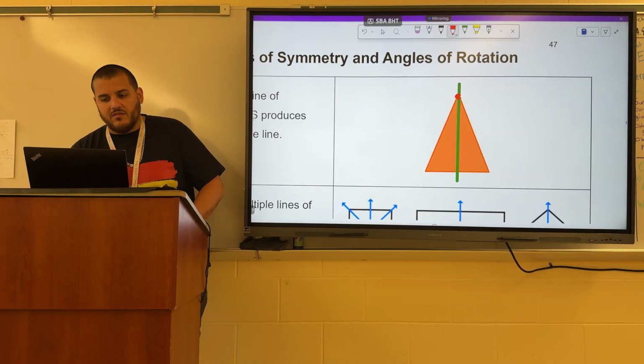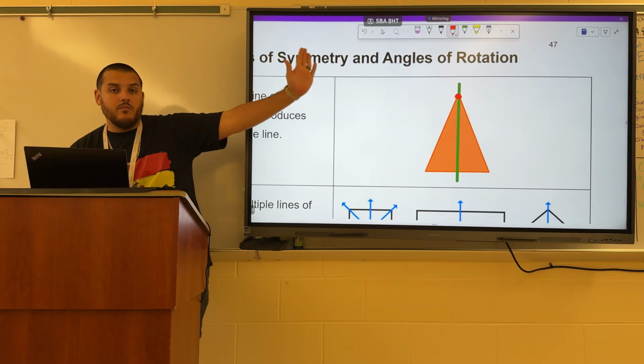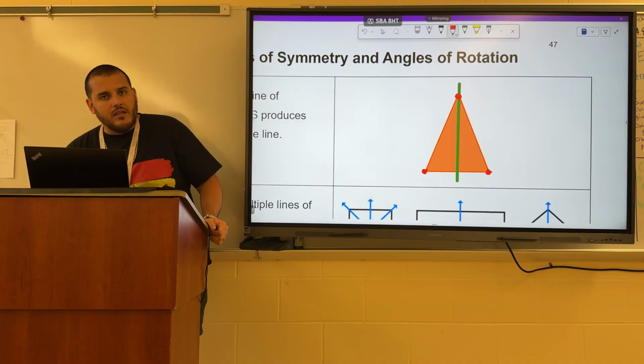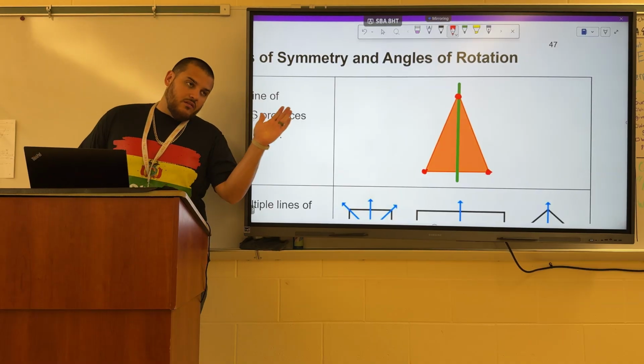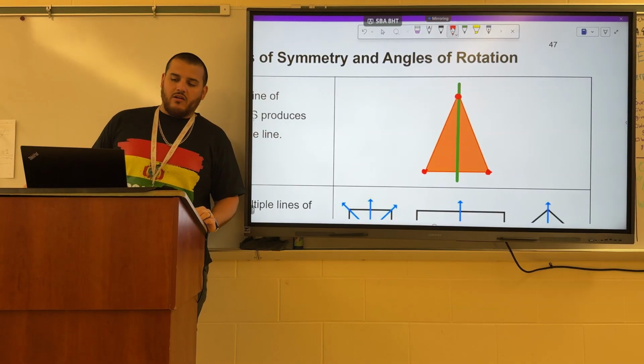This top vertex of the triangle is on the line of reflection. That's why the mirror image has a point on the same side. This bottom point right here appears to be equidistant on the other side. That makes this a line of reflection, which we can also say is a line of symmetry when we're not on a graph.